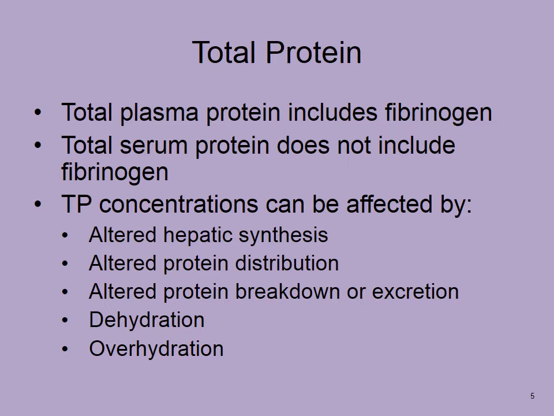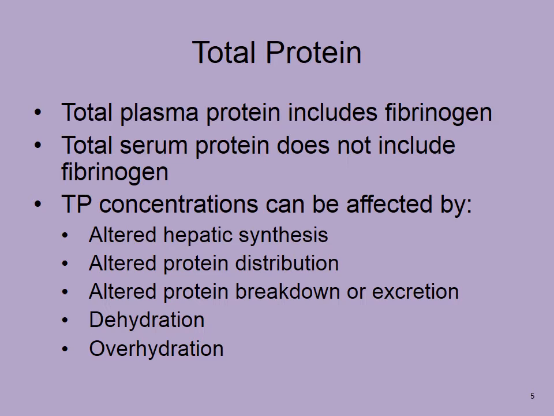There's a few things that can alter total protein concentrations. Well, more than a few really, but here are some. Altered hepatic synthesis, so the liver's not making as much protein as it should. Often happens in liver disease. Altered protein distribution, maybe the circulatory system's not working as well and the protein's not making it to where it's supposed to be. Altered protein breakdown or excretion. Again, usually liver, maybe GI would be responsible for that breakdown. Excretion, usually kidneys. So also some GI. So maybe there's some issues with those organs.